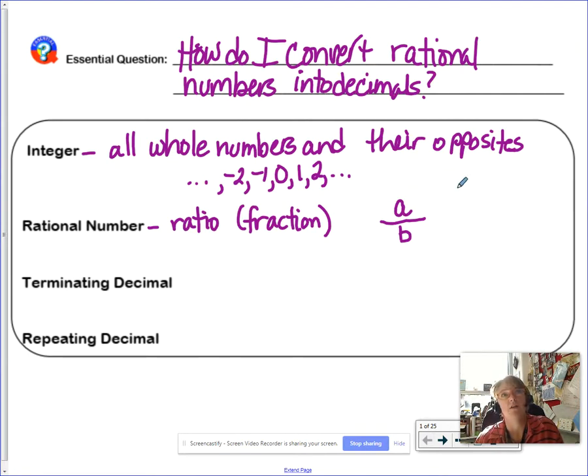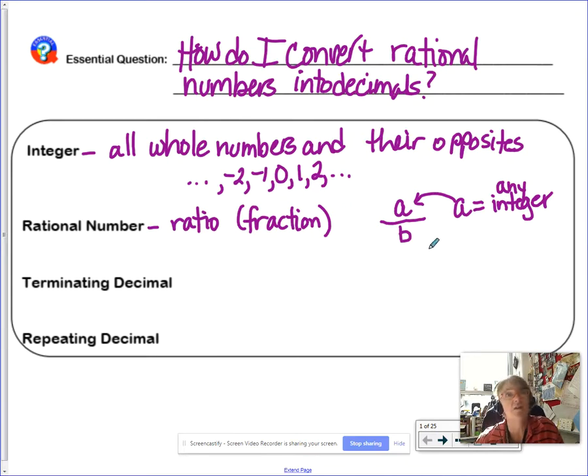And here's what I'm going to tell you about a. A can be any integer. In fact, I should put the word any up there, so I'm going to add that in. This is any integer on the top. It could be -5, could be 0, could be 263, any number that's an integer for the numerator.